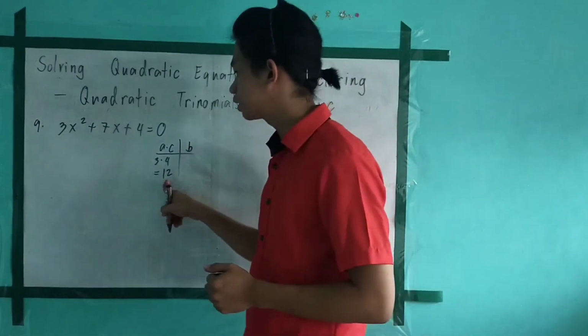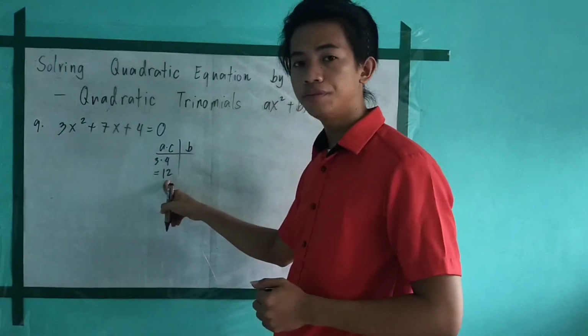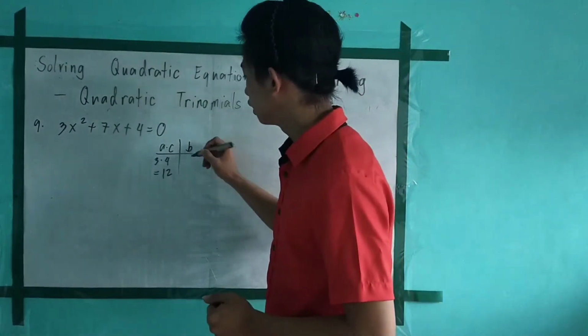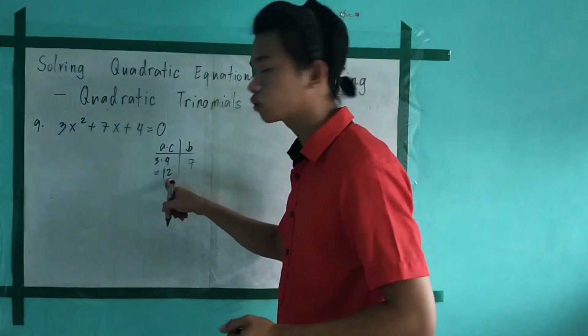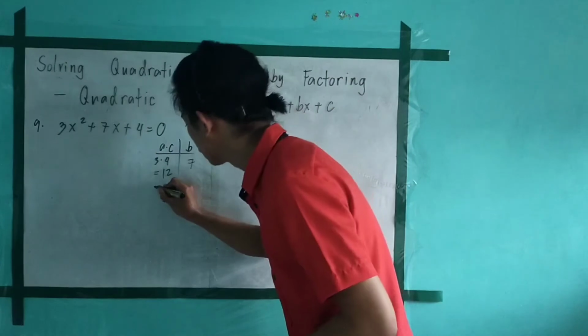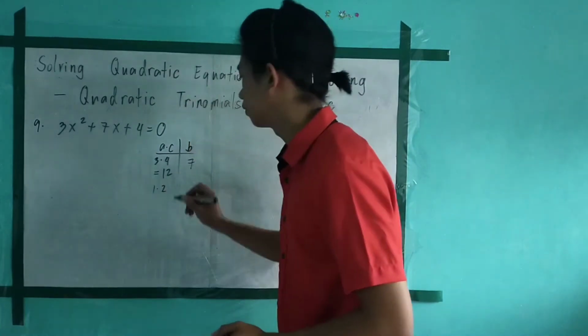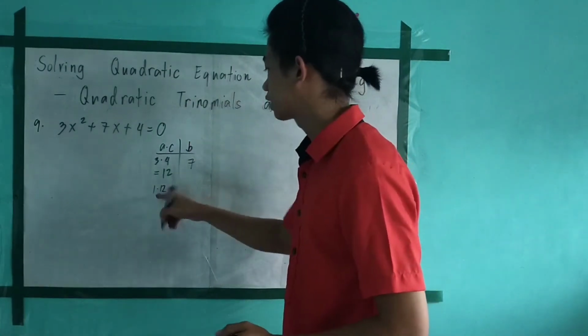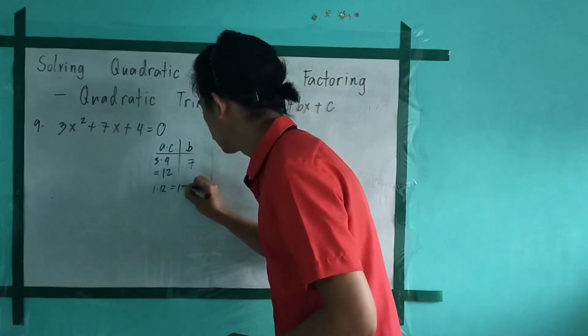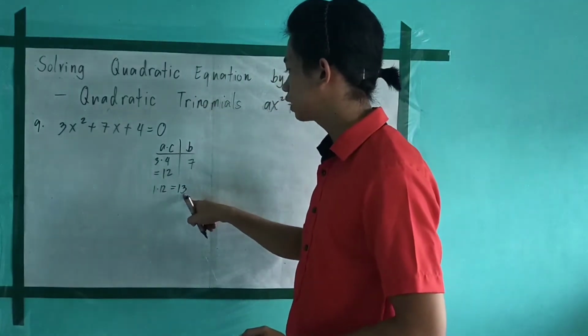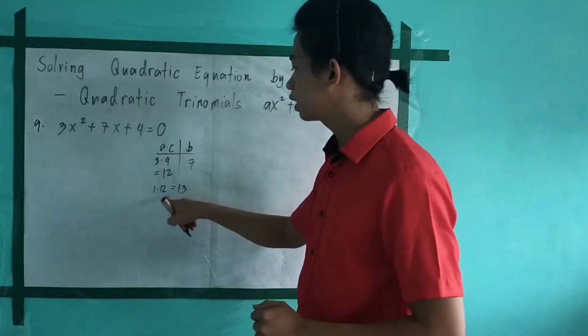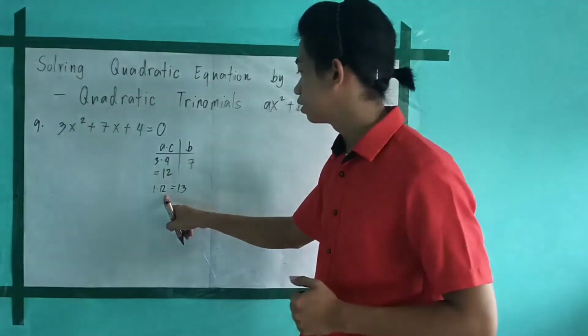Okay? Anong factors ng 12? We have, yung b natin, ilagay natin 7. So, anong factors ng 12? That is 1 times 12. Ang sum niya kapag in-add ay equal to 13. Therefore, since 13 is not equal to 7, therefore yung 1 and 12 is not a factors.